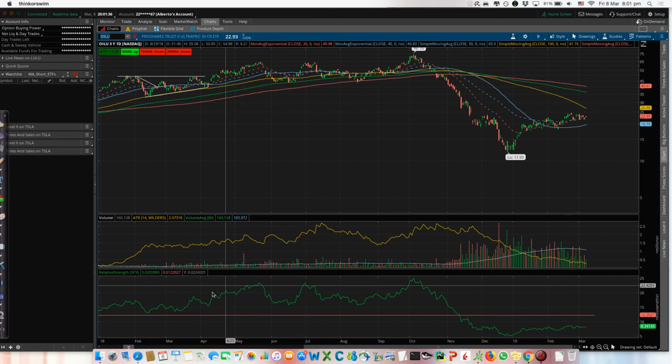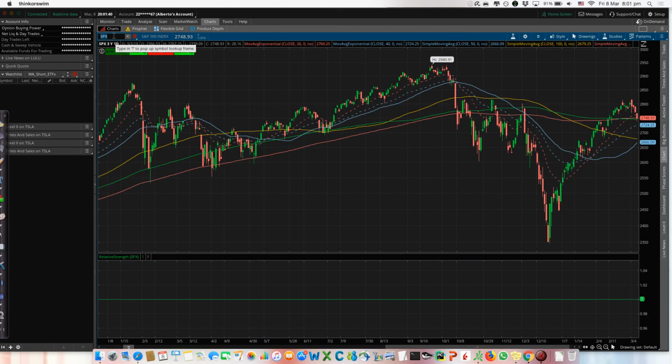And of course, if we check the SPX, we should get the same, right? Yeah, as you can see, the red and the green line coincide because the strength of the S&P compared to the S&P is basically zero. It's the same thing, right?